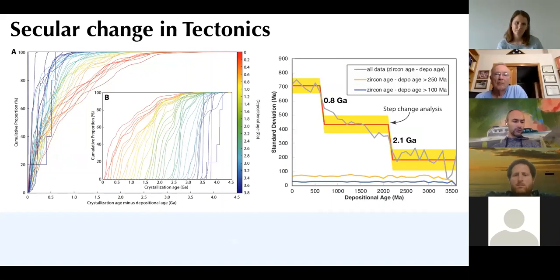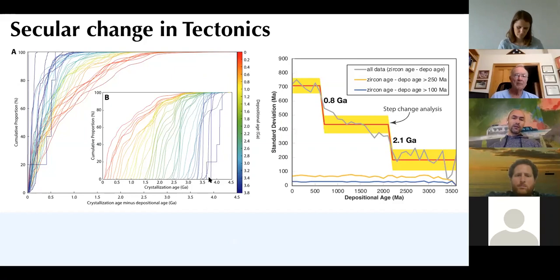And for those of you who know me well, you know that I like to wave my arms around wildly in speculating about tectonics and secular change in tectonics. So I've got here some cumulative probability plots of the zircon ages through time. These are our 100 million year bins of zircon ages as they span from about 3.8 all the way to the present, and those are colored by their depositional age, again from 3.8 to the present.